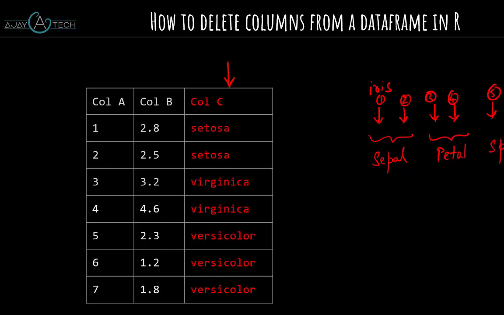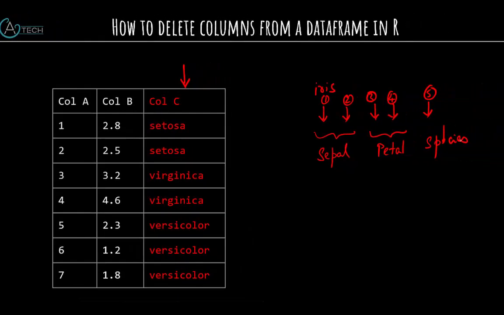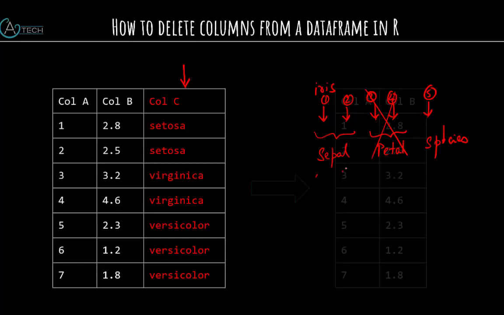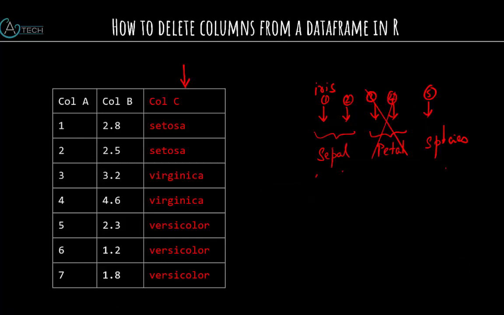Now say, for example, you want to do an analysis or some kind of machine learning algorithm where you want to determine the species based on just the sepal, okay? You don't want to do the analysis on petals, at least for now. How do you do it? You just want to lose these columns, right? You just want to have three columns: sepal length, sepal width, and species. How do you do that?